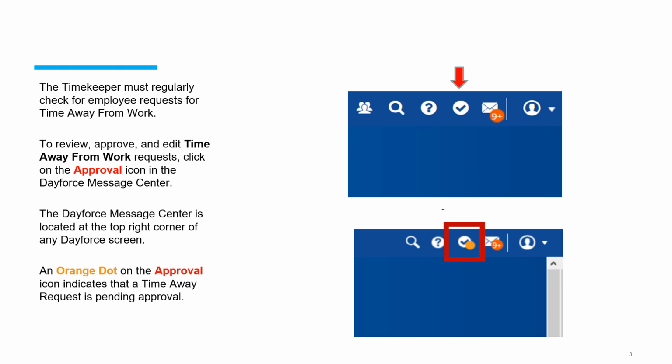The timekeeper must regularly check for employee requests for time away from work. You will not receive an email alert notifying you of pending requests, so it's probably a good idea to check the Message Center on a regular basis. To review, approve, and edit time away from work requests, click on the approval icon in the Dayforce Message Center. The Dayforce Message Center is located at the top right corner of any Dayforce screen. An orange dot on the approval icon indicates that a time away request is pending approval.